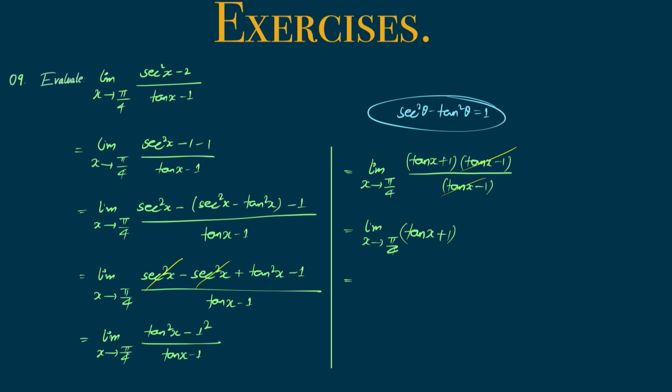Now let me put the value of x as pi by 4, then we get tan pi by 4 plus 1, and the value of tan pi by 4, that is tan 45, is 1. So 1 plus 1 equals 2, and the answer for this question is 2.